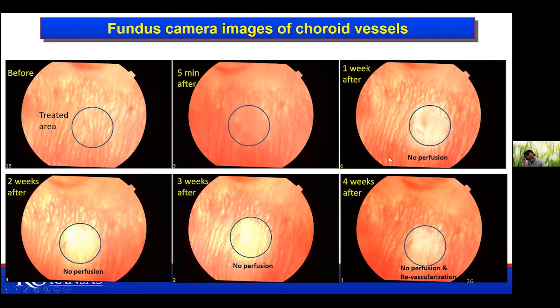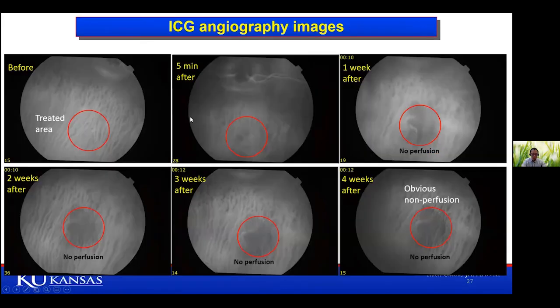We do show some feasibility on normal blood vessels. This is an ICG angiography for that same animal. It is a common technology in ophthalmology, which is much more convenient to see the perfusion at the bottom of the eye. So it basically shows the same thing, but shows the blood vessels much more clearly.